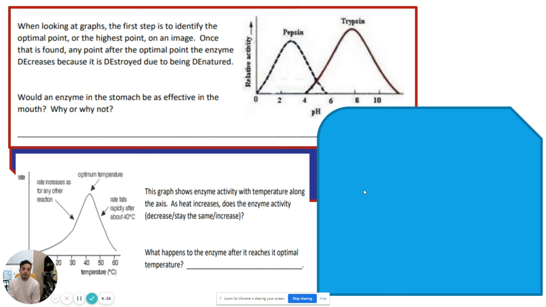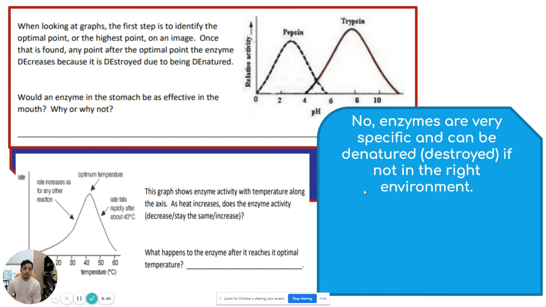So would an enzyme in the stomach be as effective in the mouth? Why or why not? So something that's in the stomach, would it work in the mouth? Okay, an enzyme, would it work in the mouth? This would be no, because again, enzymes are really specific. They have to work like a lock and key. If the enzymes are suddenly transported to the mouth, they won't work, and they'll be denatured if they're not in the right environment, or destroyed.